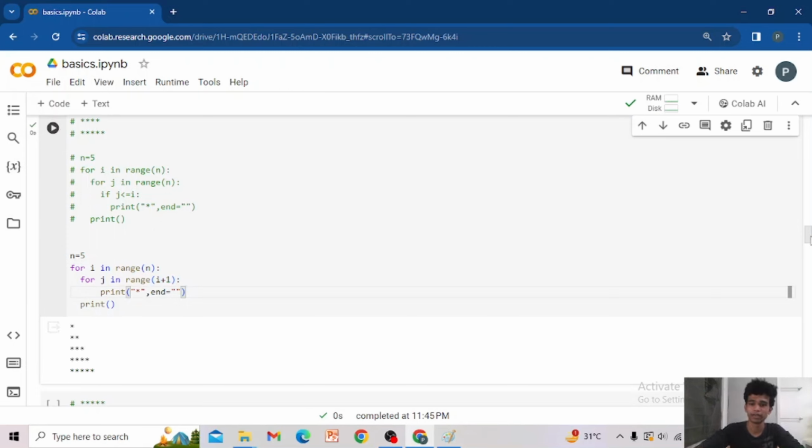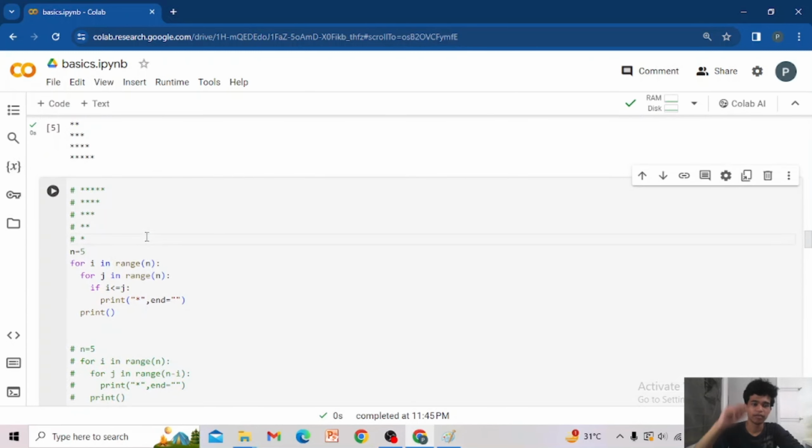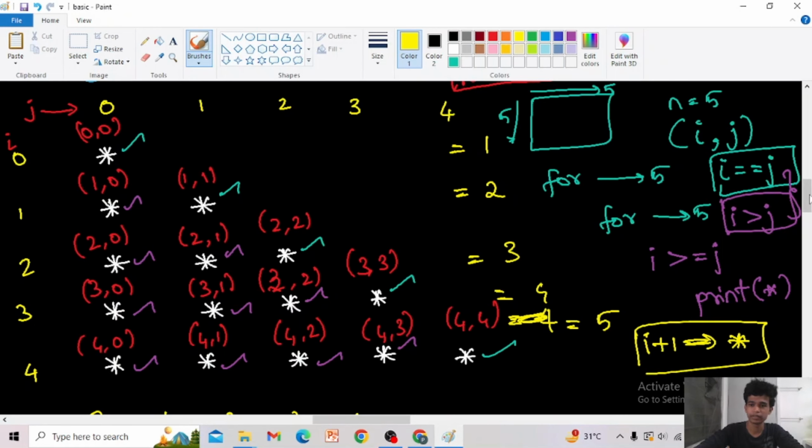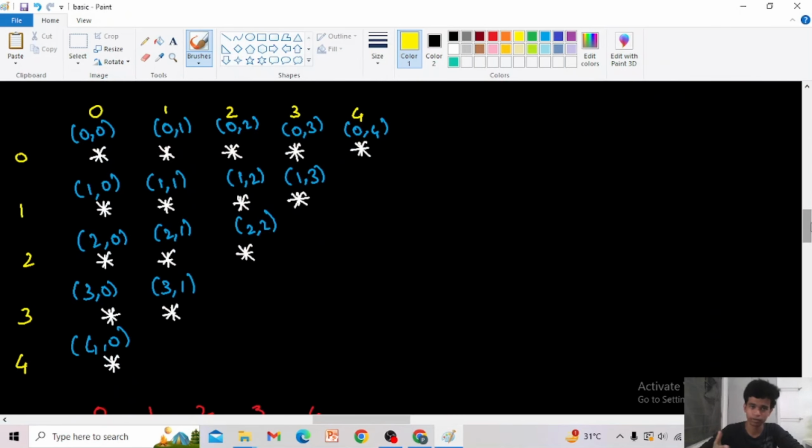Fine. Now let us see the next pattern. See here, when my input is 5, I want to print this pattern. Okay. Let us write this in the row column configuration. So I have written it in the row column configuration. Now observe this carefully. Wherever we get the stars, wherever we get the stars.